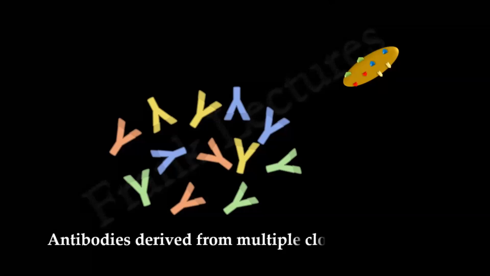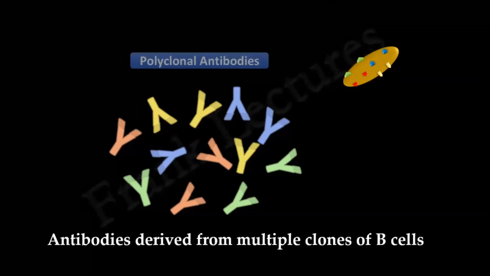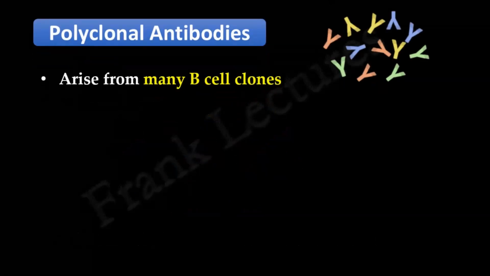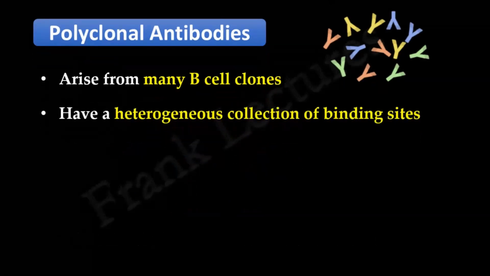Antibodies derived from multiple B cell clones are known as polyclonal antibodies. Polyclonal antibodies are a heterogeneous mixture of antibodies, each recognizing a different epitope on the same antigen. We now understand that polyclonal antibodies arise from many B cell clones and have a heterogeneous collection of binding sites.